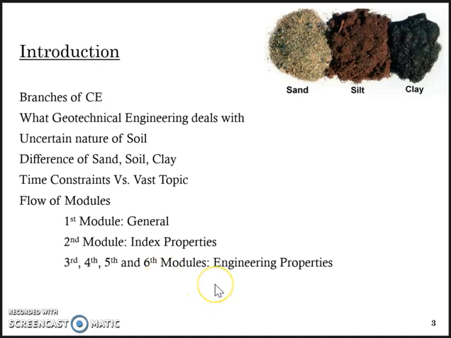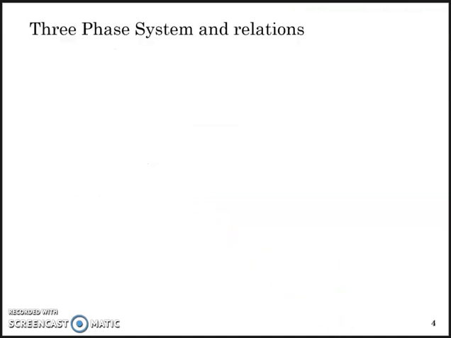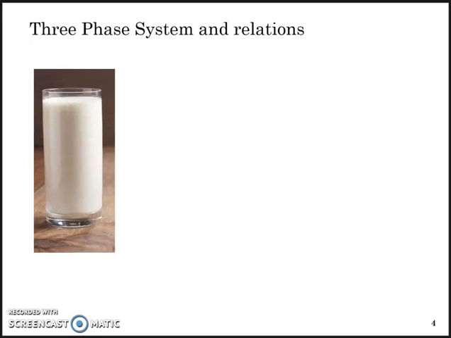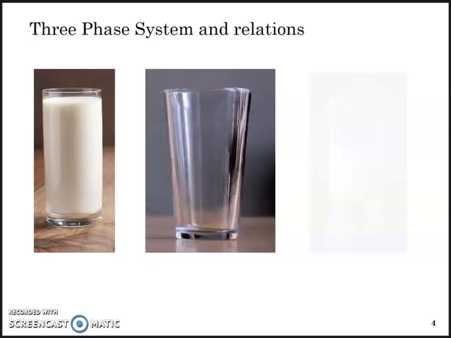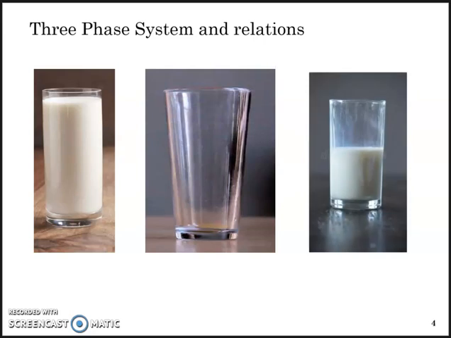So nonetheless, in general, the flow is like the general properties, then you have the index properties, and then you have the engineering properties. Now there comes a term called three-phase system diagram and the relationships. Now the three-phase system diagram can probably be best explained using these 3 figures: a glass full of water or liquid, a glass which is empty, and a glass which is half full or perhaps half empty.